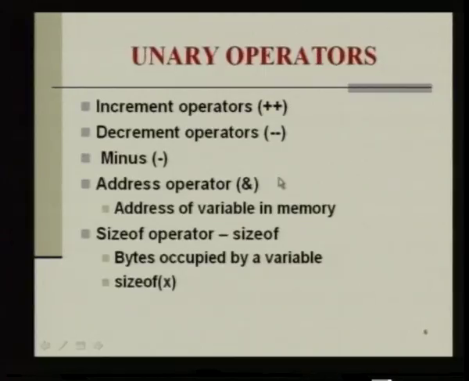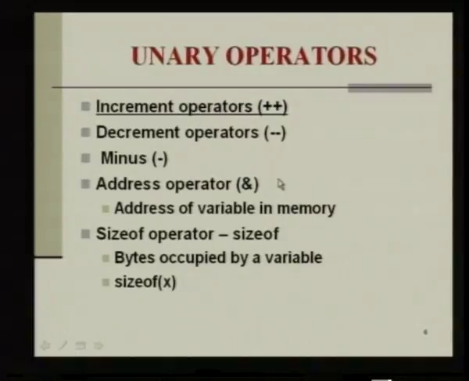Next we have what is called the unary operators. Unary operators require only 1 operand for their operation. They cannot be used for an operation on 2 values at a time. In unary operators there are many classifications. You have increment operators, decrement operators, the simple minus sign, address operator and sizeof.